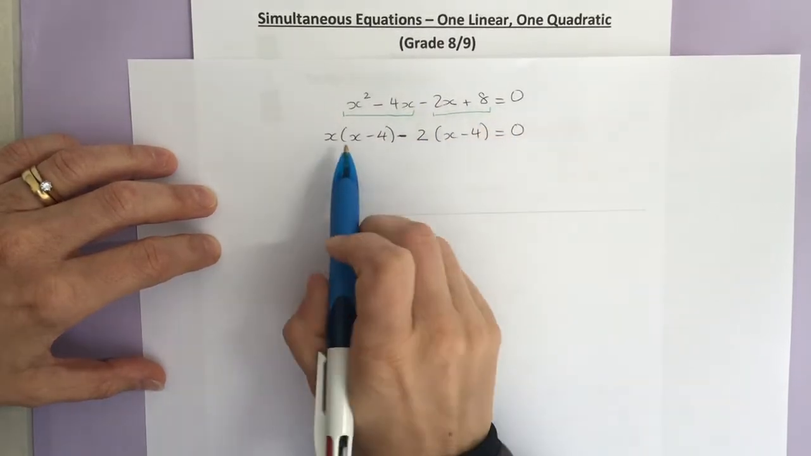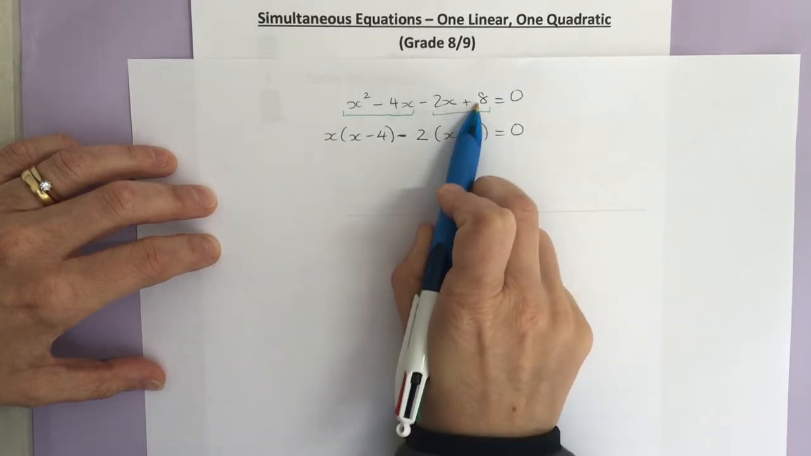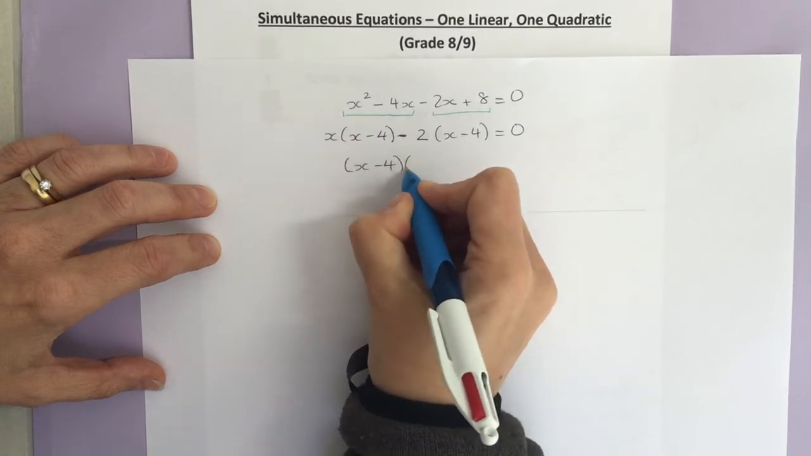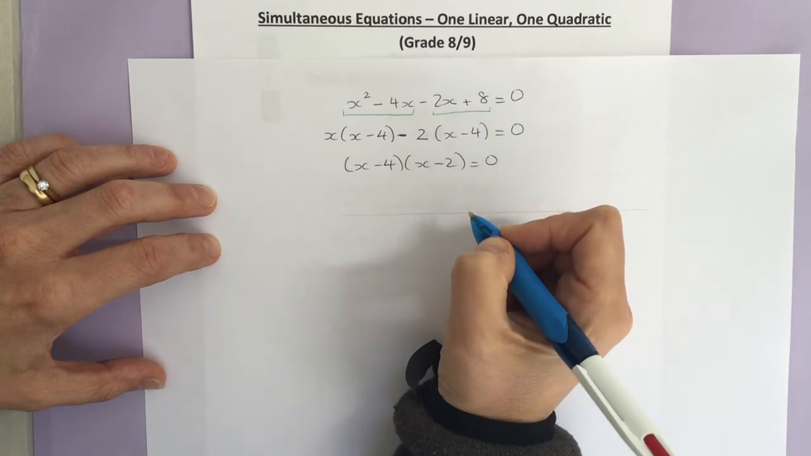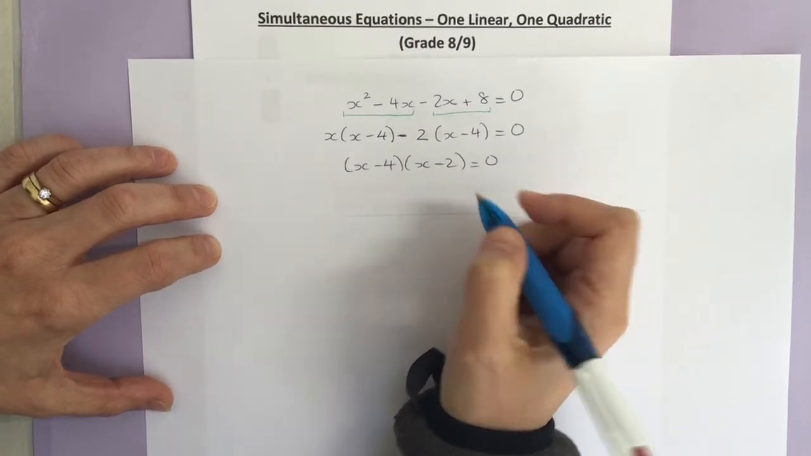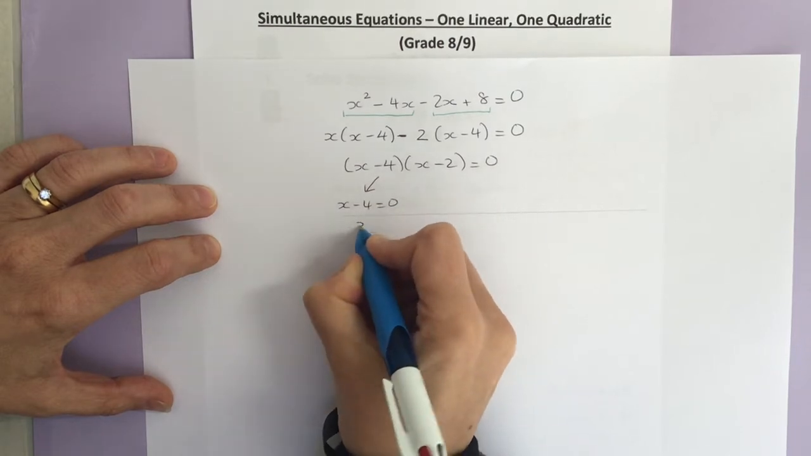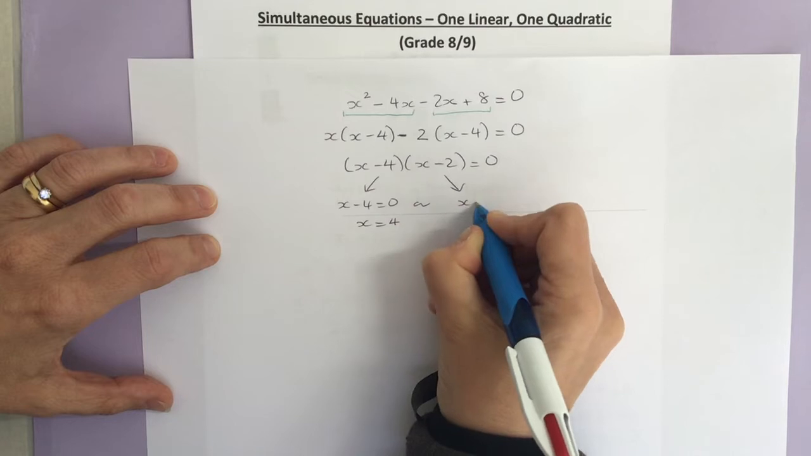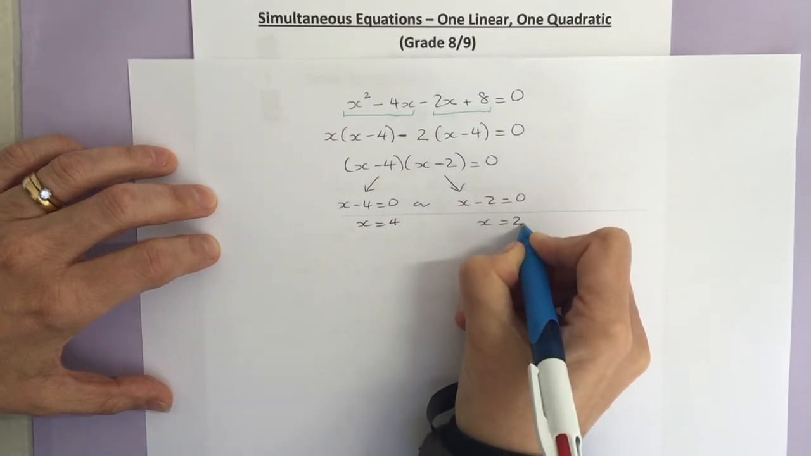Let's just check that that works. Minus 2 times x is minus 2x. Minus 2 times minus 4 is plus 8. So this is definitely correct. So my factorised expression, x minus 4, x minus 2 is 0. So solving that, x minus 4 is 0. So adding 4, x is 4. Or x minus 2 is 0. So adding 2, x is equal to 2.